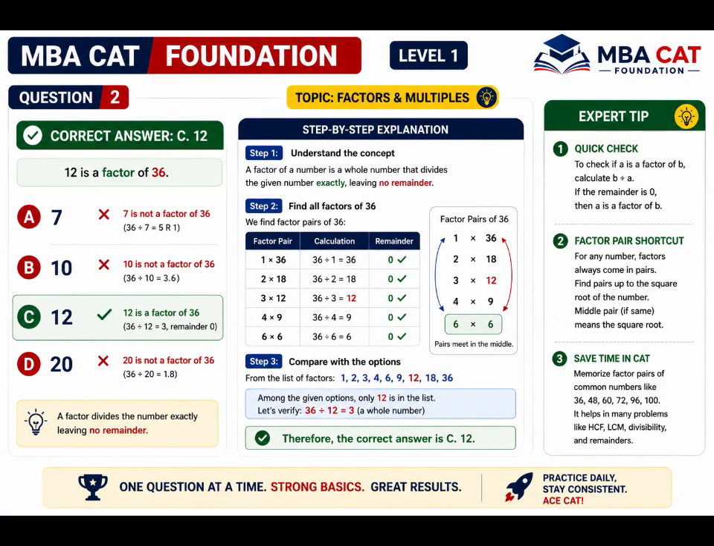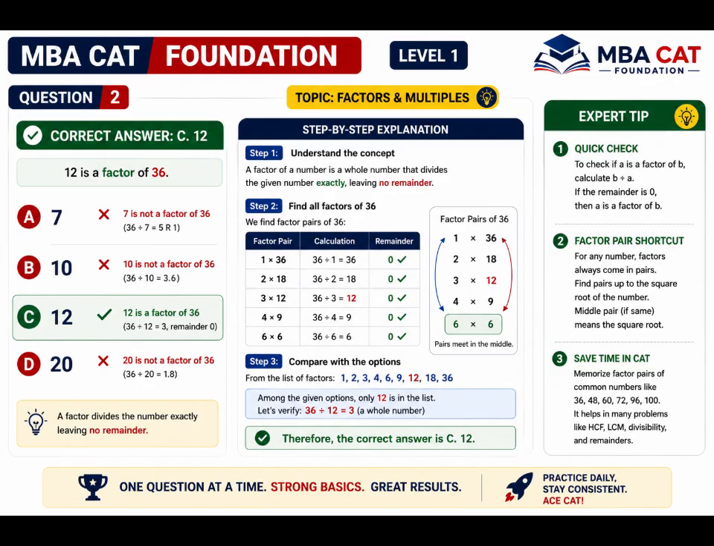Let's check the correct answer together. The correct answer is option C, 12. Let's understand why. Step 1. Recall the definition. A factor is a number that divides another number exactly, leaving no remainder. Now let's check each option one by one.